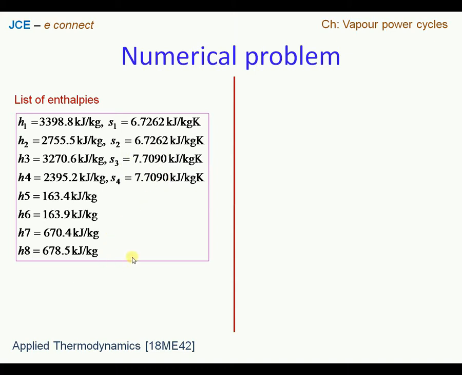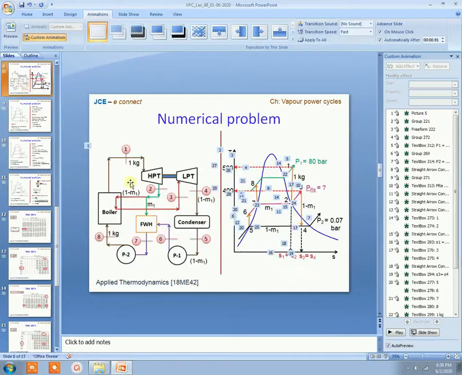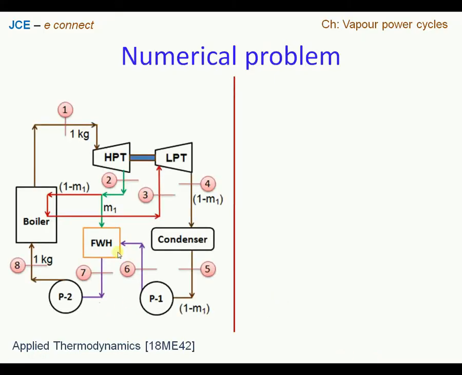Now before proceeding, we have to find out what is the fraction of steam that was directed to the regenerator. To find out that, we have to take up an energy balance across the feed water heater. So now let us look at the component schematic view. So we are now at the feed water heater.